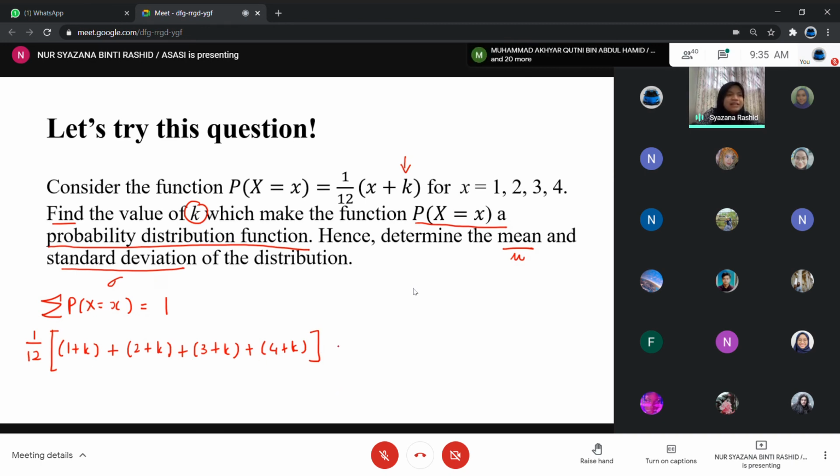Okay, sama dengan 1. Now actually you create equation with unknown. So daripada sini, you dah boleh cari nilai K. So can you solve this one? Solve the value of K.